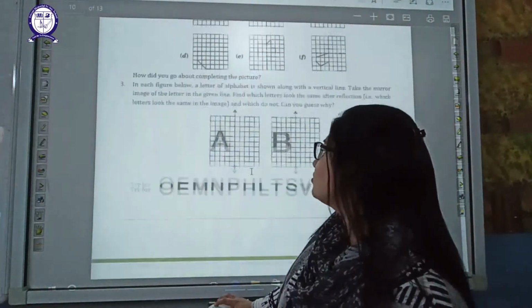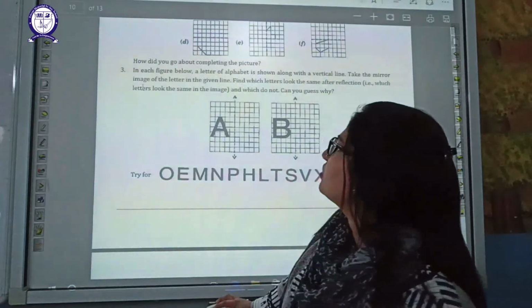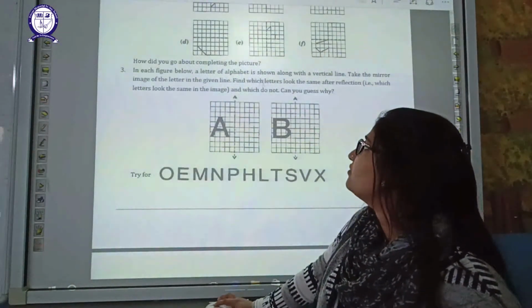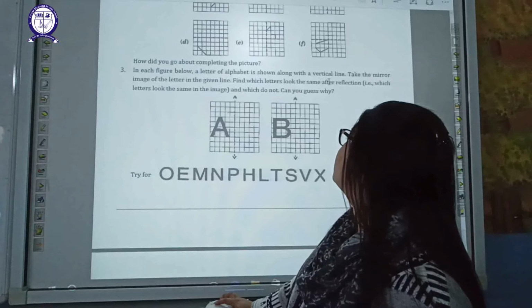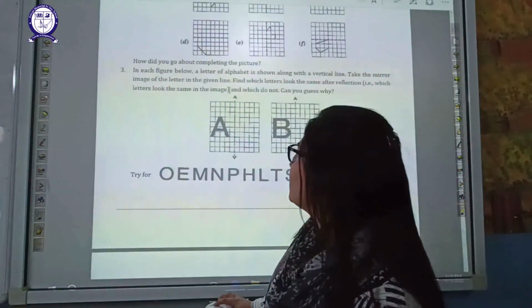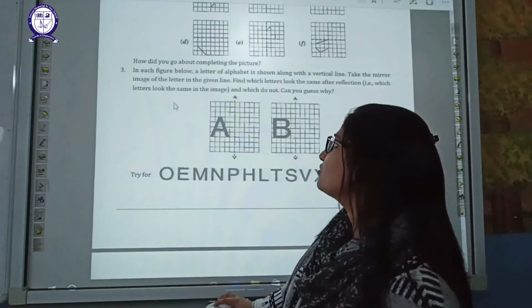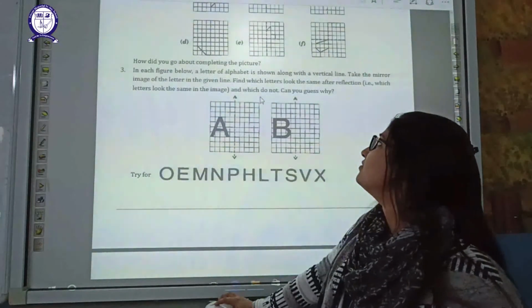Okay. And also students, we can talk about the mirror image. In each figure below, a letter of the alphabet is shown along with a vertical line. Okay, so we can take the mirror image of the letter in the given line, and find which letters look the same after the reflection, that is, which letters look the same in the image and which do not.